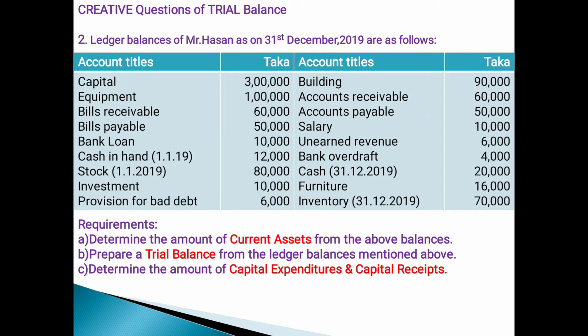From the above balances you have to complete three requirements. That is, from the stem you have to answer three items. Requirement A, determine the amount of current assets from the above balances. Requirement B, prepare a trial balance from the ledger balances mentioned above. Requirement C, determine the amount of capital expenditures and capital receipts.